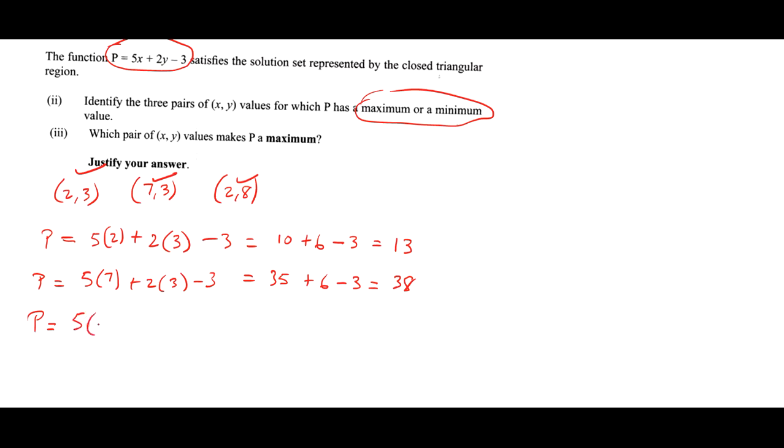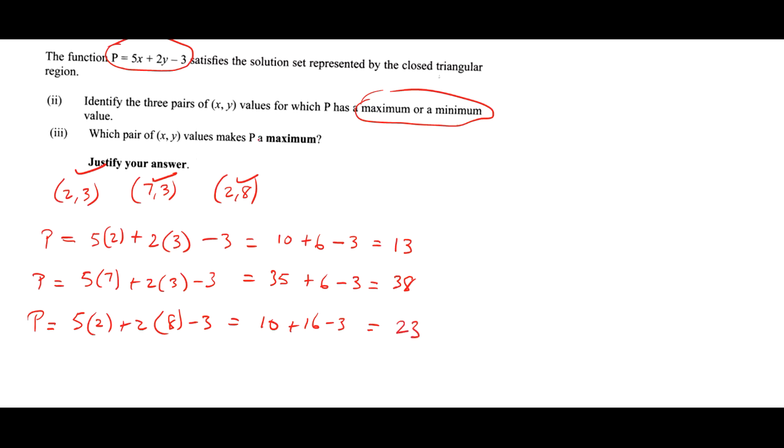So it'll be 5 by 2 plus 2y, which is 8, minus 3. 5 2s are 10, 8 2s are 16, minus 3. 10 plus 16 is 26, and 26 minus 3 is 23.